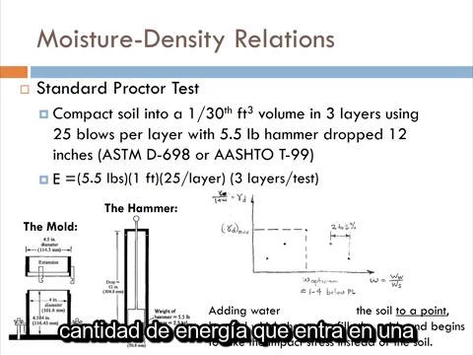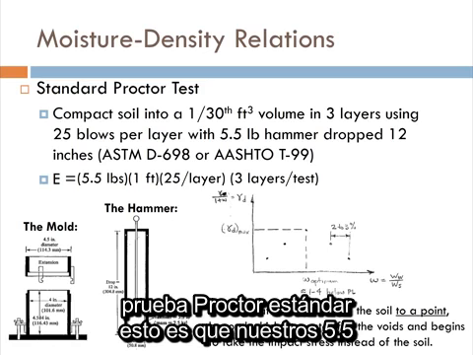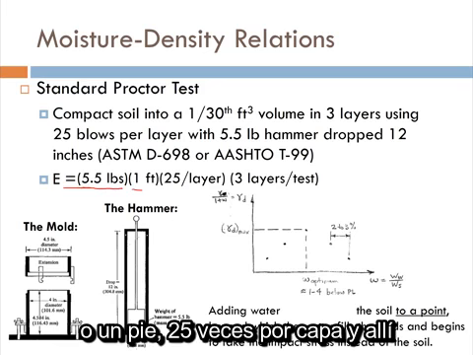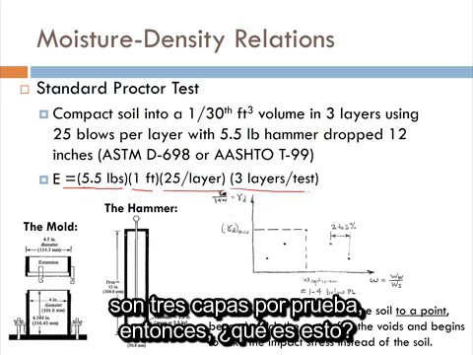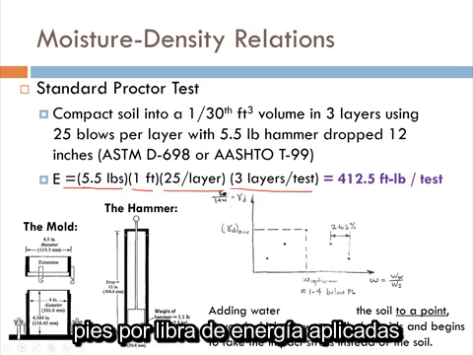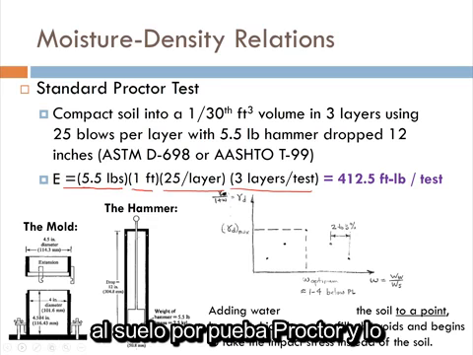Now we can compute the amount of energy that goes into a standard Proctor test. It's our 5.5 pound hammer dropped 12 inches, or 1 foot, 25 times per layer, and there are 3 layers per test. So what this leads us to is almost 413 foot-pounds of energy applied to the soil per Proctor test.